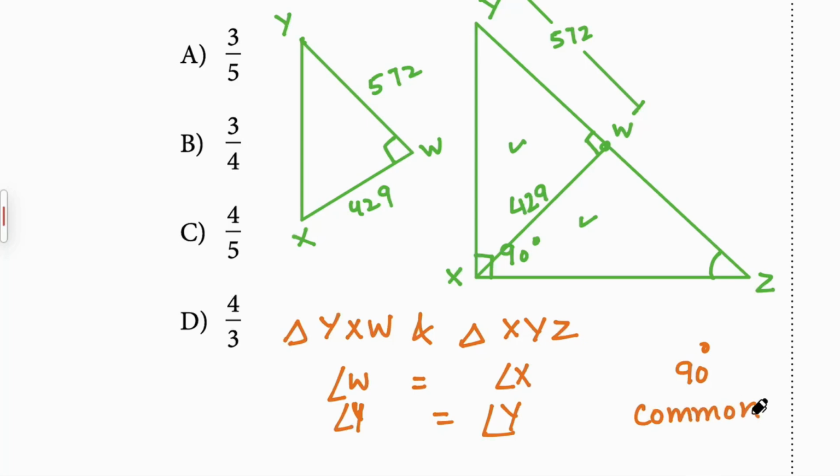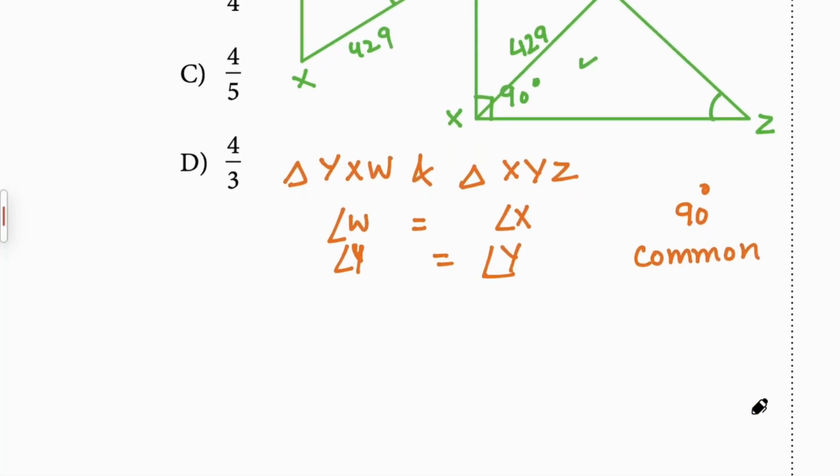Now we are using AA similarity because two angles are equal. Now here is a very important point: how to write the similarity. So the first triangle is similar to the other triangle by AA similarity.